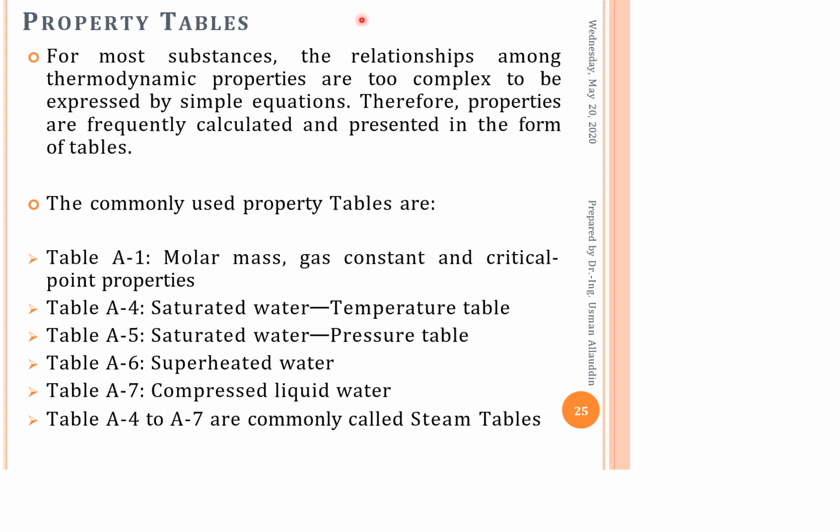So from now on, we will be studying property tables. So what is a property table? In it, we can see that for any substance we have different properties written, for example temperature, pressure, internal energy, enthalpy, and a lot more. So all the properties will be given to us. So how was that made?